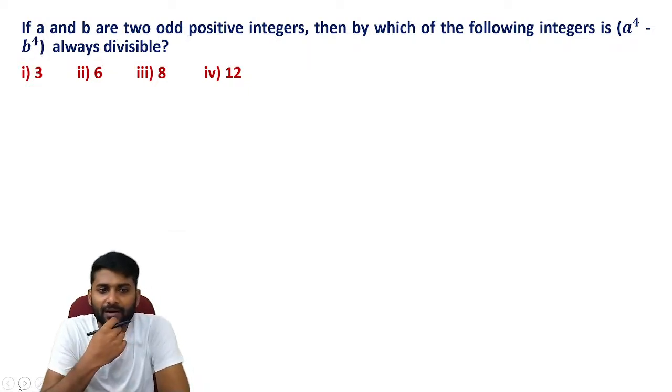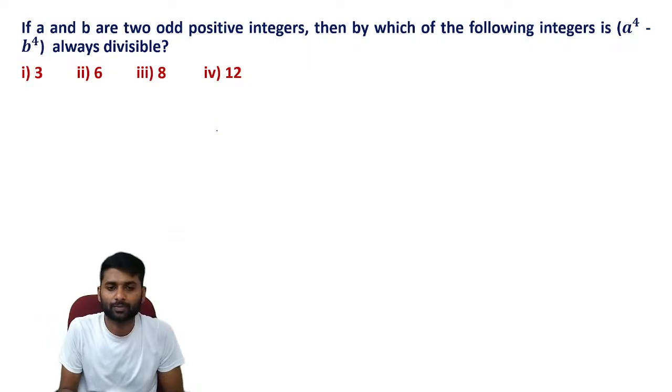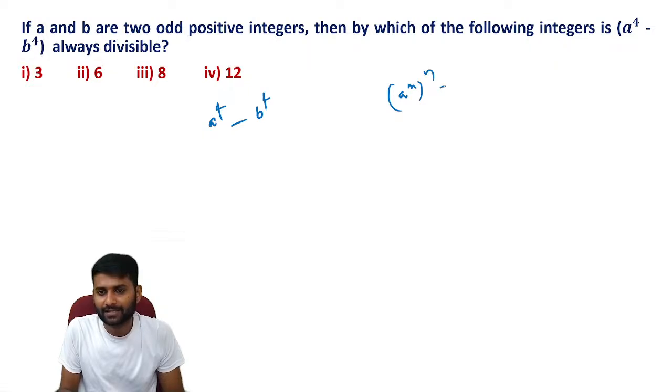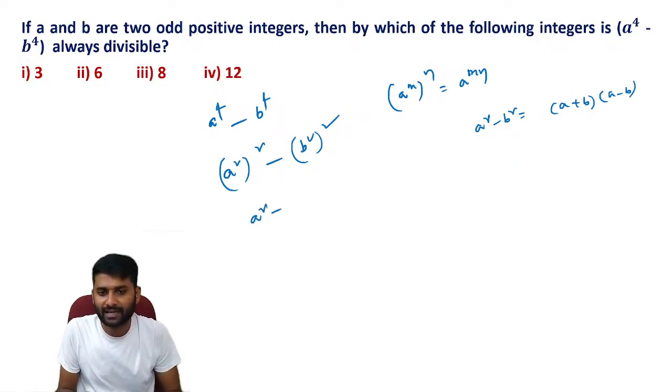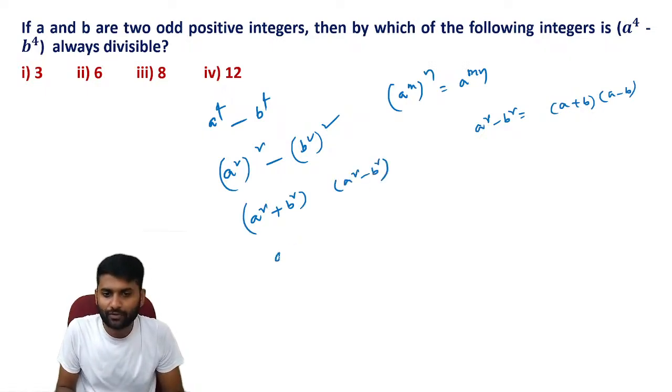See this question. If A and B are two odd positive integers, then by which of the following integers is A power 4 minus B power 4 always divisible? You can write it this way: A power m whole power n is A power mn. So it means (A square) whole square minus (B square) whole square. Use the A square minus B square form again: (A square plus B square) into (A square minus B square). Let's go one more step.